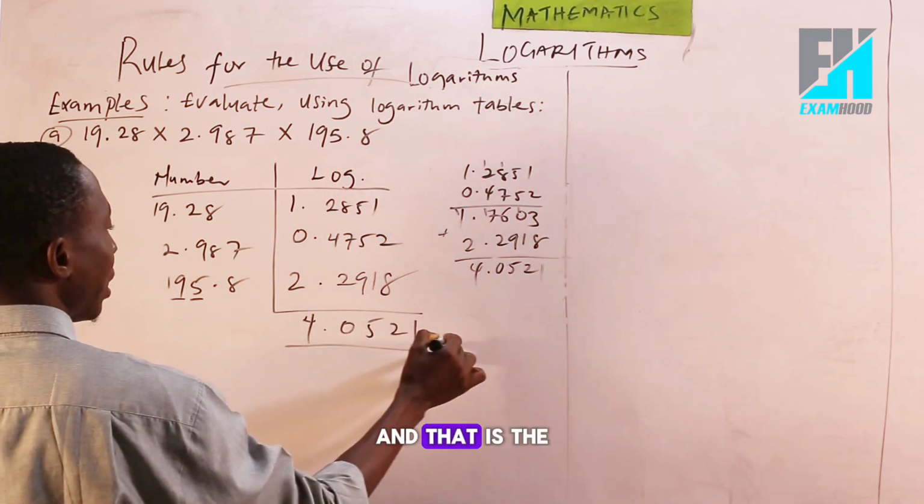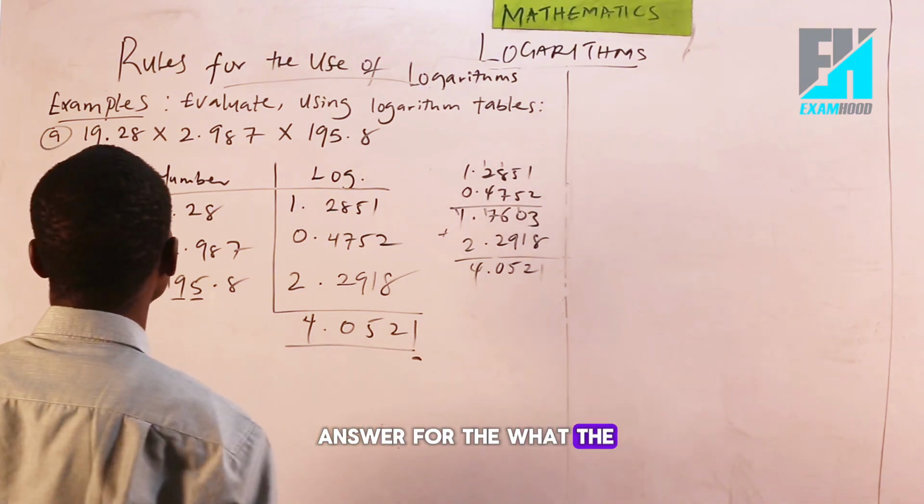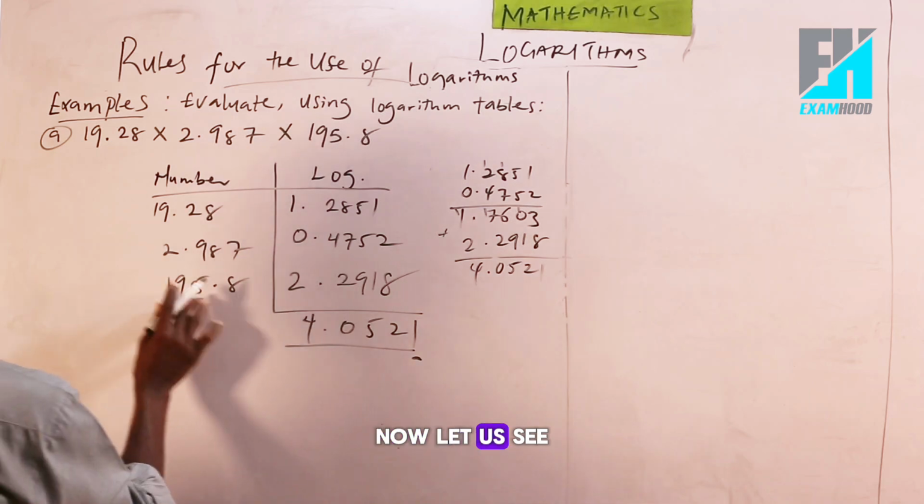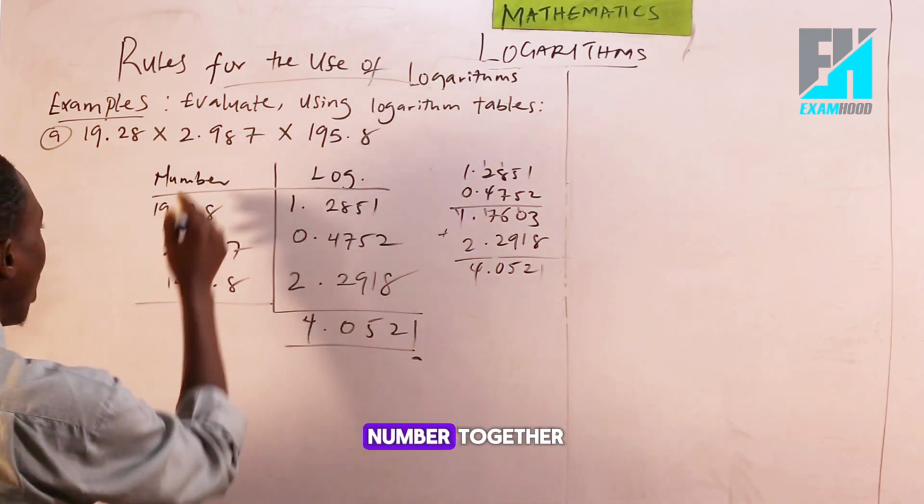4.0521. And that is the answer for when you multiply the 3 together. This is the logarithmic answer. Now let us see this. Let's multiply these numbers together.